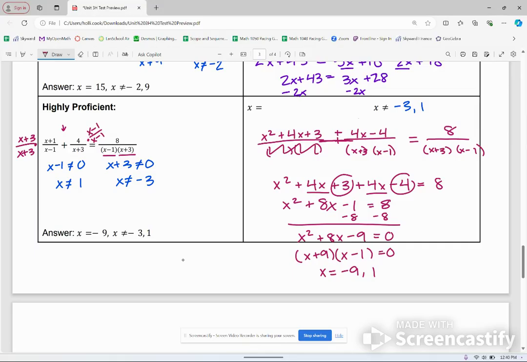Now, if you look at this, we got two answers, negative 9 and 1, but 1 is one of our domain restrictions, which means we cannot plug in 1. So the only answer that works is negative 9. Okay, so every time you do a question, you should be checking if it's one of the domain restrictions, and if it is, you cannot include that in your answer. All right.